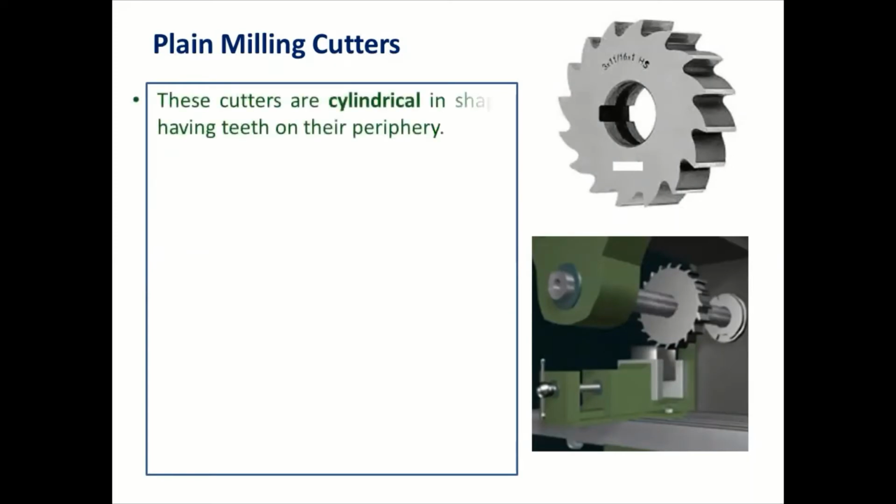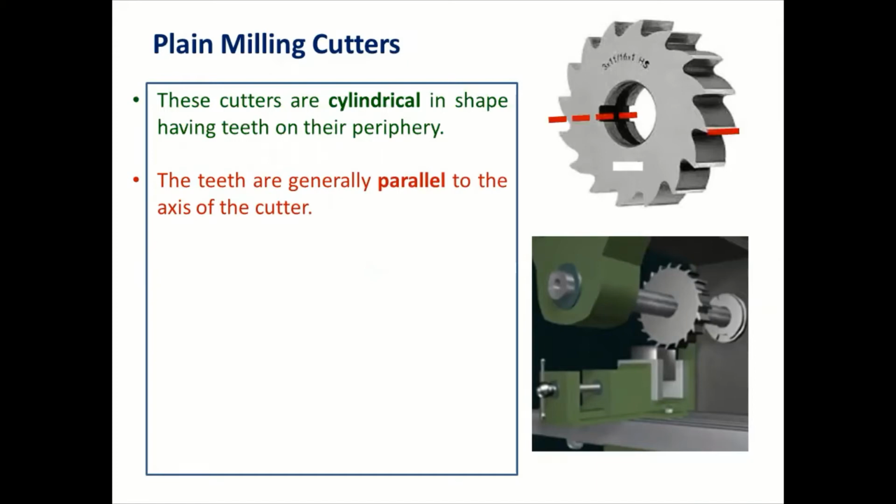So these cutters are cylindrical in shape, having teeth on their periphery. You can see in the diagram. So it is cylindrical, and over the periphery there are a number of teeth. Okay? And these teeth are generally parallel to the axis of the cutter. You can see in this diagram on the screen. These are actually the teeth which are parallel to the axis of the cutter.